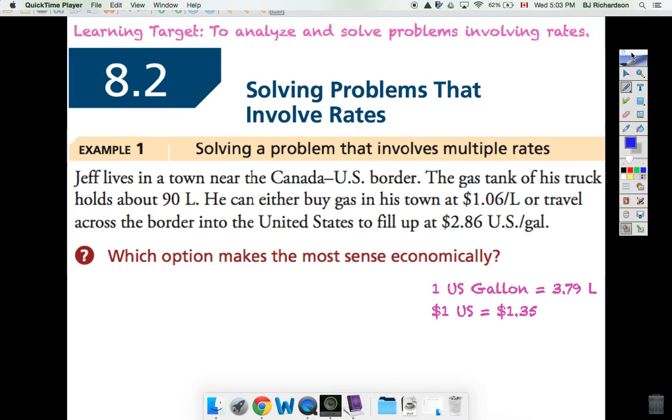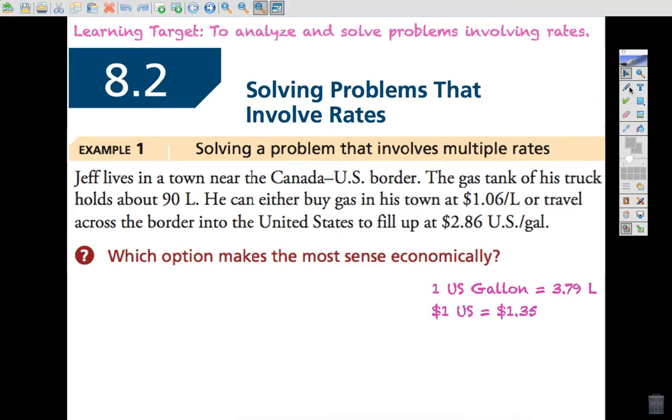Hey class, we're back again, and now we're going to start looking at Chapter 8.2. In Chapter 8.2, we're solving problems that involve rates, and really our learning target is to be able to analyze and solve problems that involve rates. What you're going to find with these topics is that there's usually multiple rates in these particular problems that we're trying to solve. So we have example 1 here, which is solving a problem that involves multiple rates.